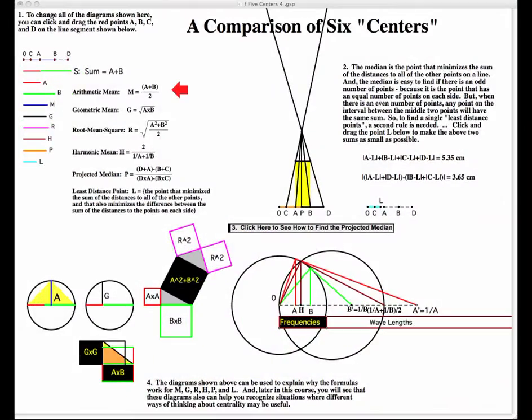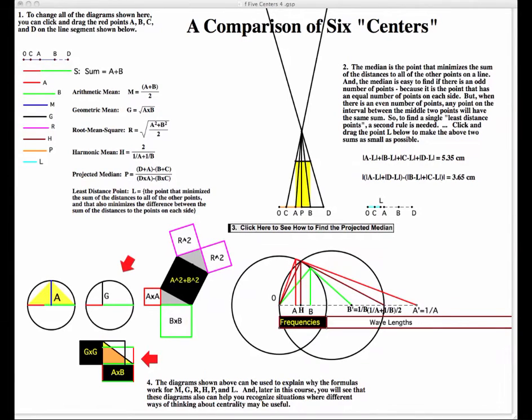Here is the formula for calculating the arithmetic mean. And, here is a picture that shows one way to visualize how it is related to the values of A and B. If you made a circle which has A plus B as its diameter, then the arithmetic mean would correspond to the radius of the circle.